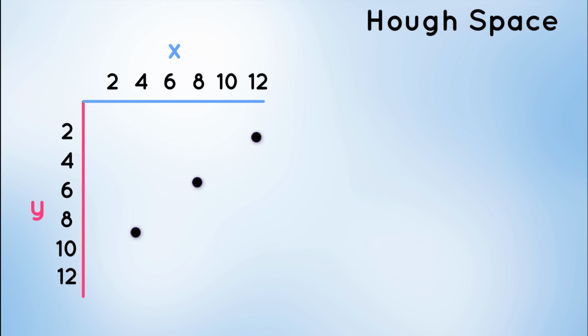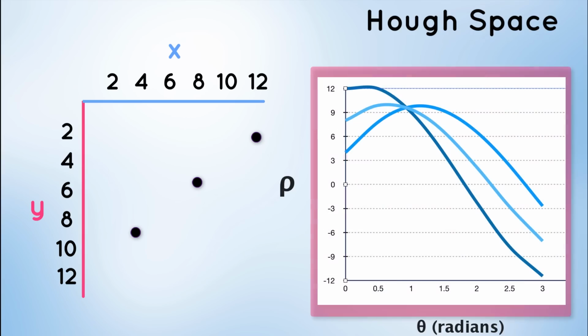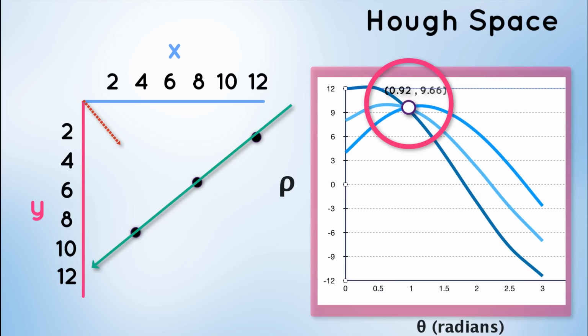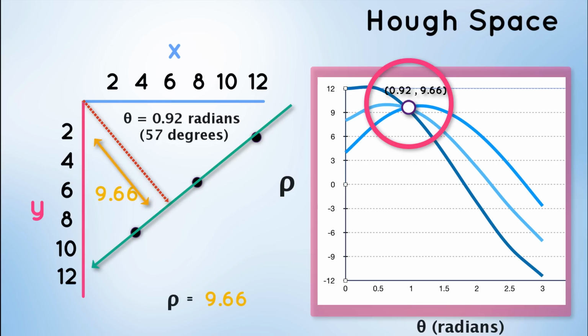We can look at a more specific example with 3 dots in our Cartesian space, which represent the following sinusoidal curves. All 3 lines intersect at the same point, characterized by a theta value of 0.92 radians and perpendicular distance of about 9.66. So that's the idea, finding which line best fits our data. In our case, it's the one with the following parameters.